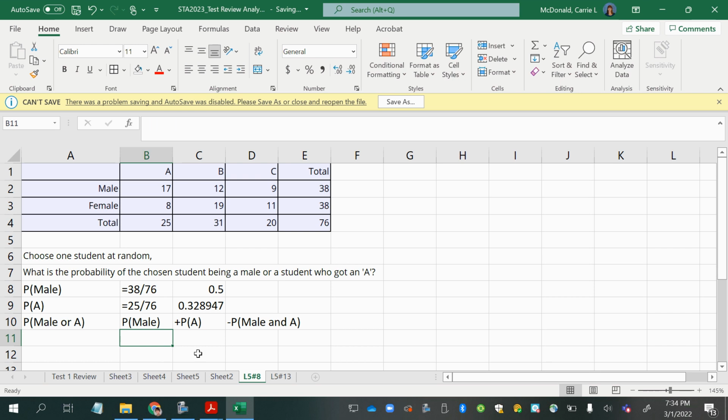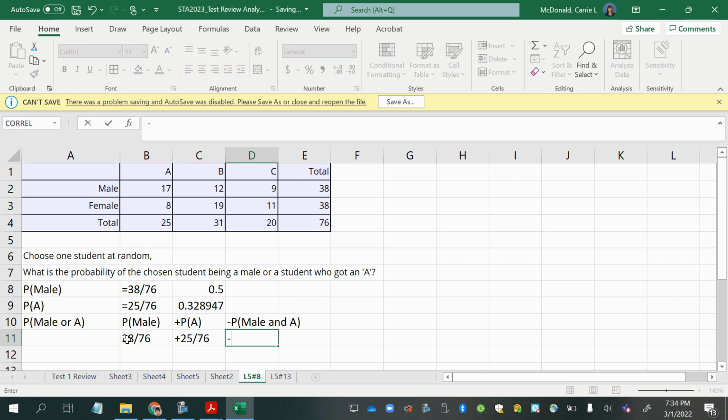All right, now what we want to do is add the probability of a student being a male, which is the 38 out of 76. And we want to add that to the probability of getting an A. So that's 25 out of 76. And then we want to subtract the probability that the student who's chosen happens to fit into both categories.